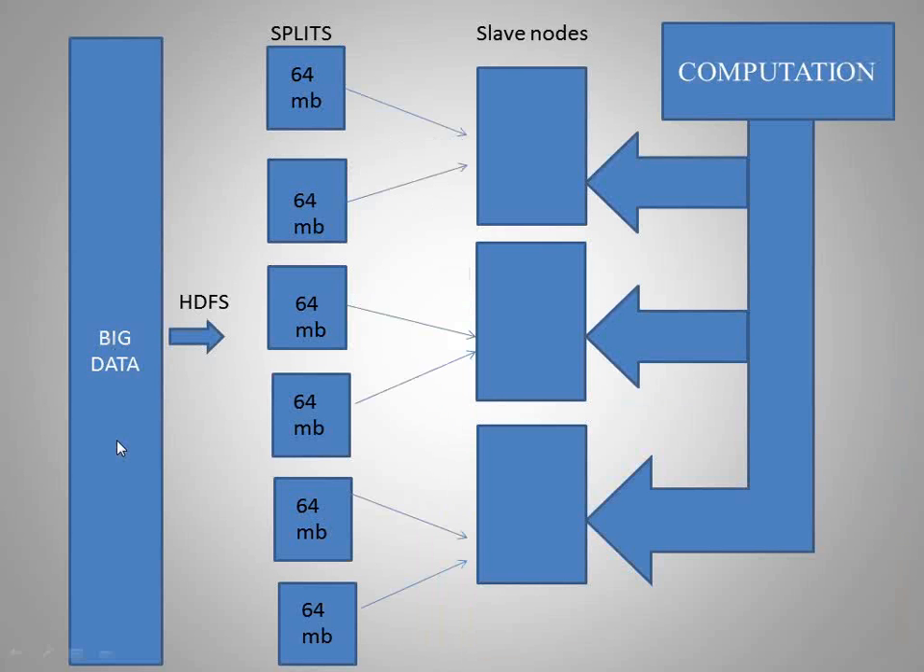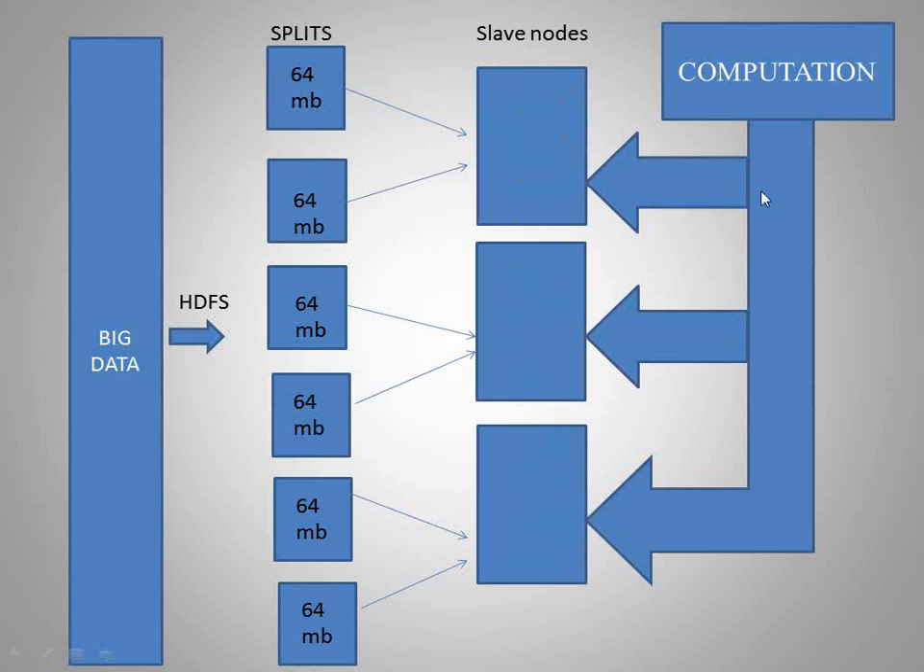This is what I have been talking about. When you want to deal with big data, whatever data you upload will be broken into 64 MB splits, and these splits will be scattered among the nodes of your Hadoop cluster. So your data is already made into blocks, and those blocks are scattered among your nodes.